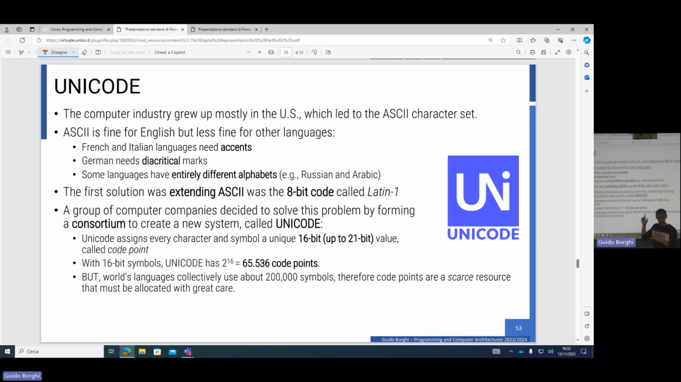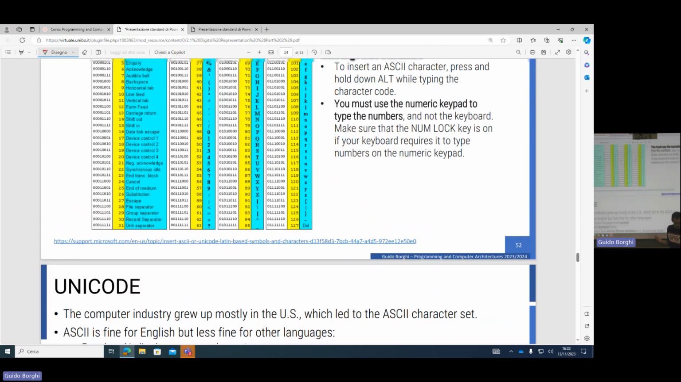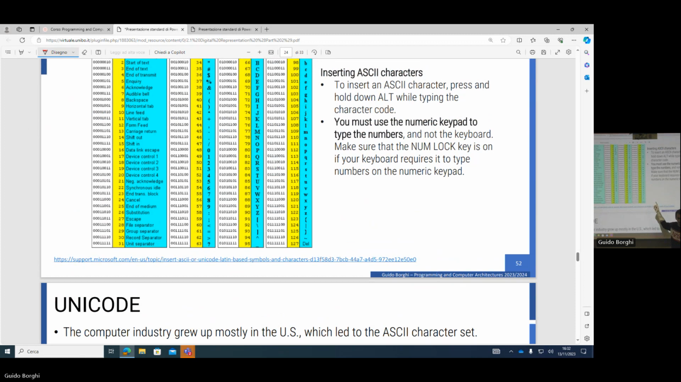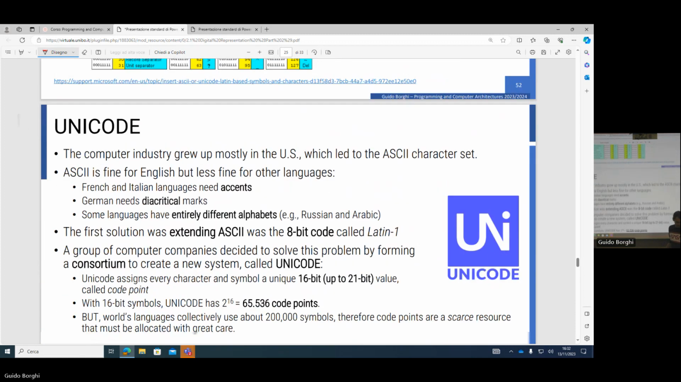In these languages, we have accents, also in other languages. Remember, this is only an example. But in French and Italian, for example, we need accents. And as you can see here, we don't have accents here. So this is a problem.